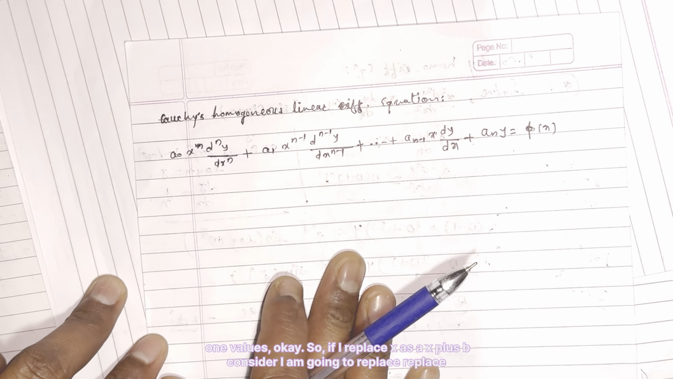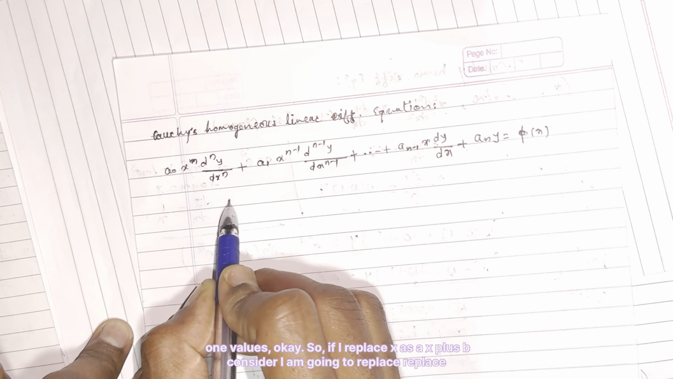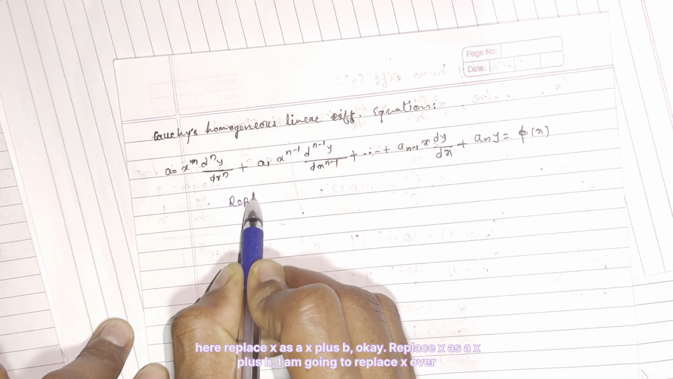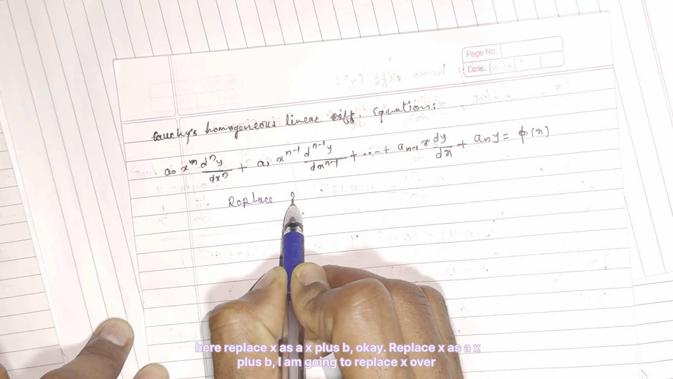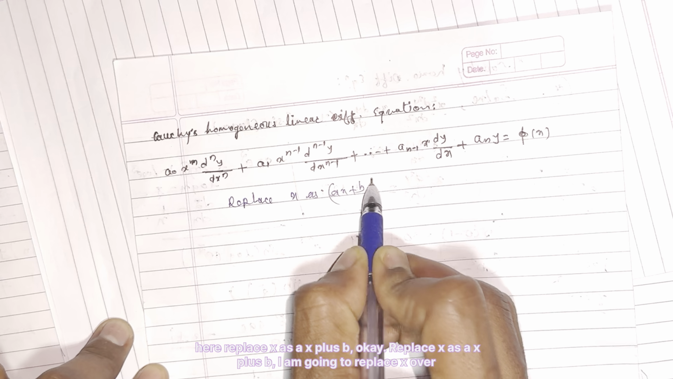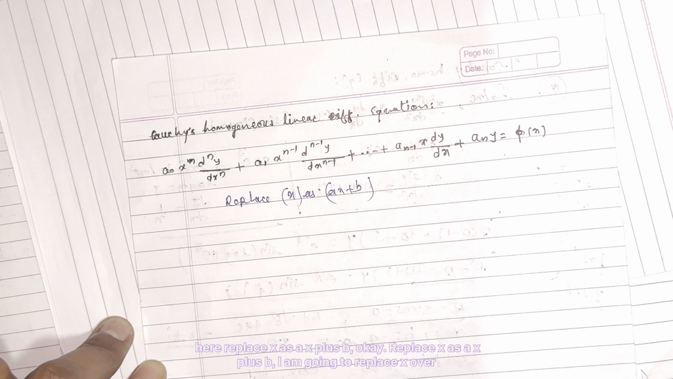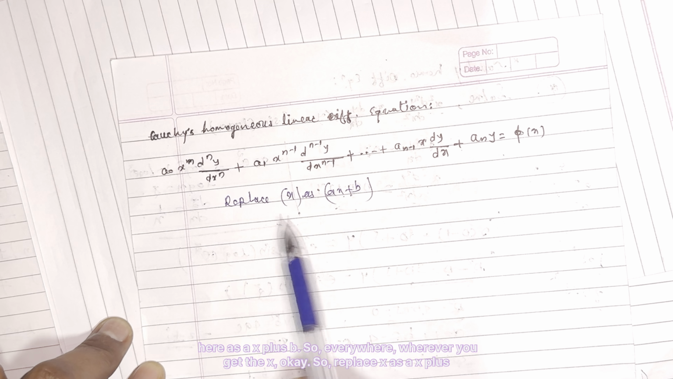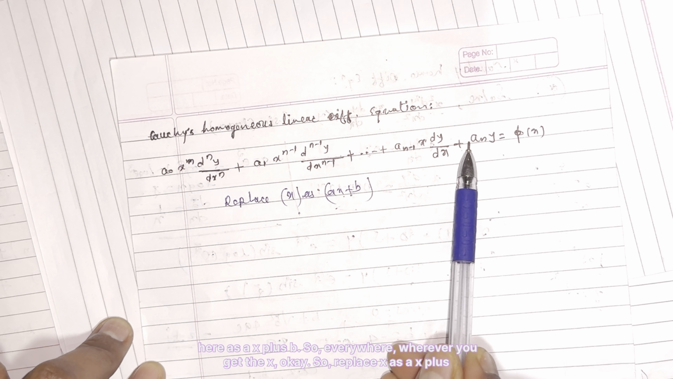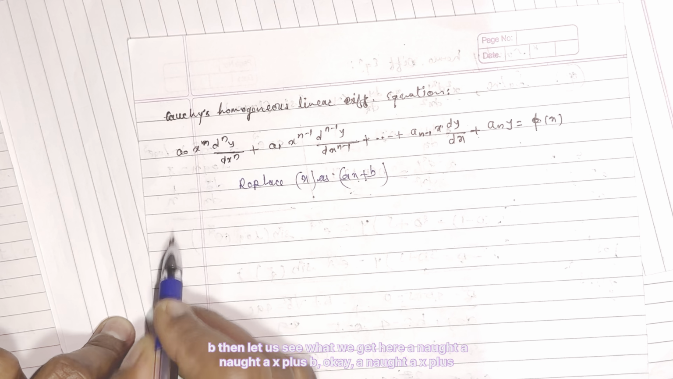Consider I am going to replace x as ax plus b. Replace x over here as ax plus b, so everywhere wherever you get the x. Then let's see what we get here.